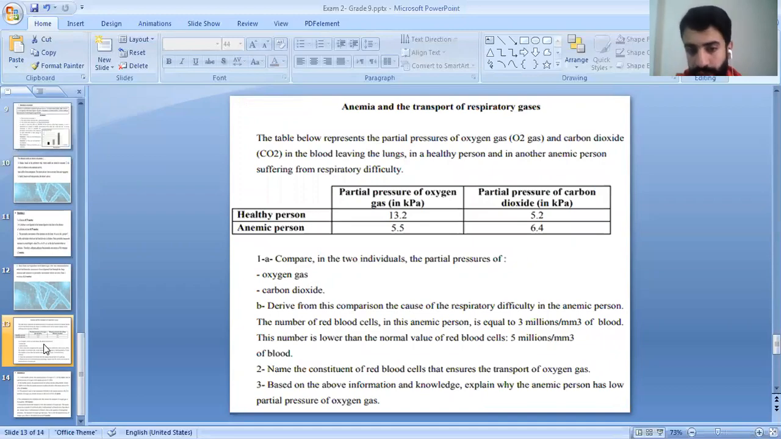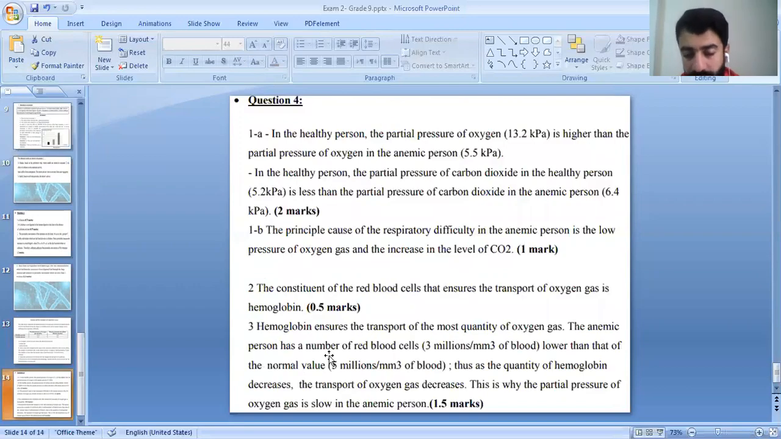Pay attention, your knowledge also. Explain why the anemic person has low partial pressure of oxygen. We know that hemoglobin has the role in transportation of a higher amount of the oxygen gas in the form of oxyhemoglobin. The anemic person has a number of red blood cells which is about 3 millions per millimeter cube, which is lower than the normal value, which is about 5 millions per millimeter cube.